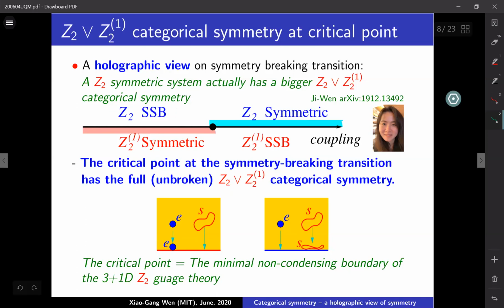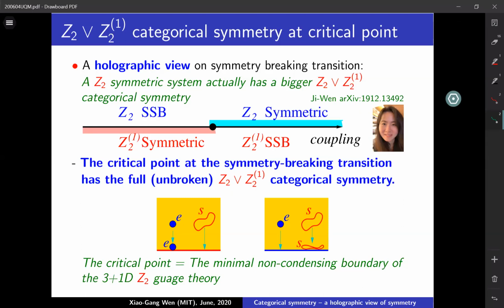And we know that there's a critical point between this Z2 symmetric phase and the Z2 spontaneous breaking phase. And this critical point touches the Z2 symmetric phase, so we can say that the critical point has a Z2 symmetry. But the critical point also touches this Z2-1 symmetric phase, so we can see that this critical point also has a Z2-1 symmetry. Okay. So therefore, we find that this critical point actually has a full categorical symmetry. It's not broken. And that's one of the emerging symmetries at the critical point.